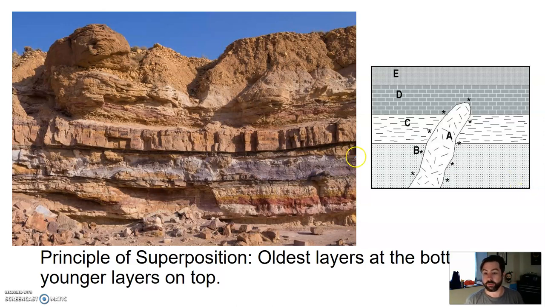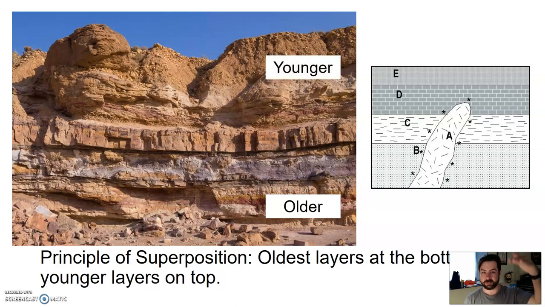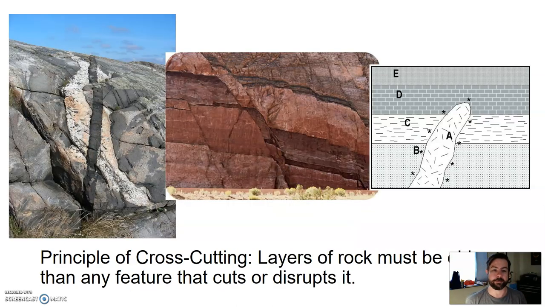So if I were to compare two layers, B and D, which one's older? B. Why? Because it's at the bottom. Which one's younger? E. Why? Because it's at the top. Right? So same thing in reality, the oldest layers are typically at the bottom, youngest layers are on top. Sometimes weird things happen, but this is typically what occurs.